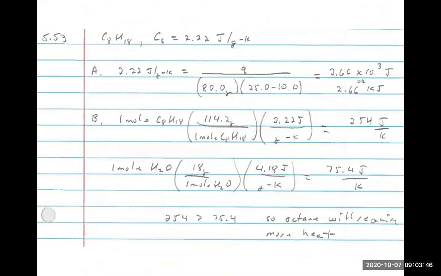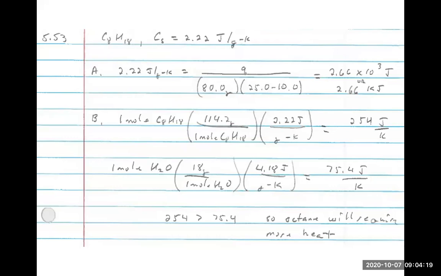Okay, let's look at 5.53. So in 5.53, they're telling us that the specific heat of octane is 2.22 joules per gram Kelvin. The first question is, how many joules of heat are needed to raise the temperature of 80 grams from 10 to 25 C?